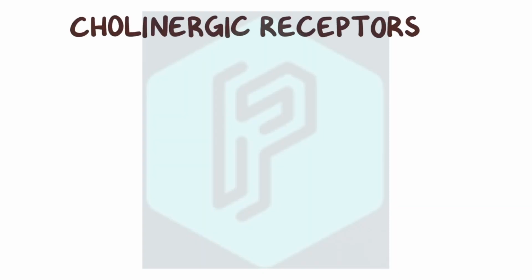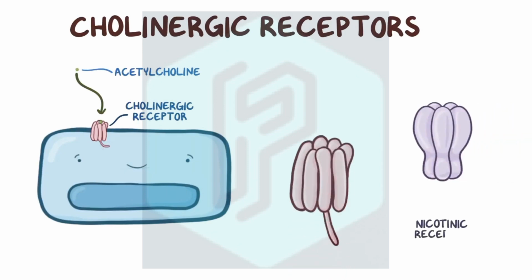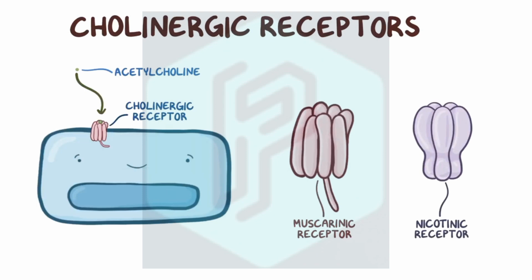Cholinergic receptors are receptors on the surface of cells that get activated when they bind a type of neurotransmitter called acetylcholine. There are two types of cholinergic receptors, called nicotinic and muscarinic receptors, named after the drugs that work on them.